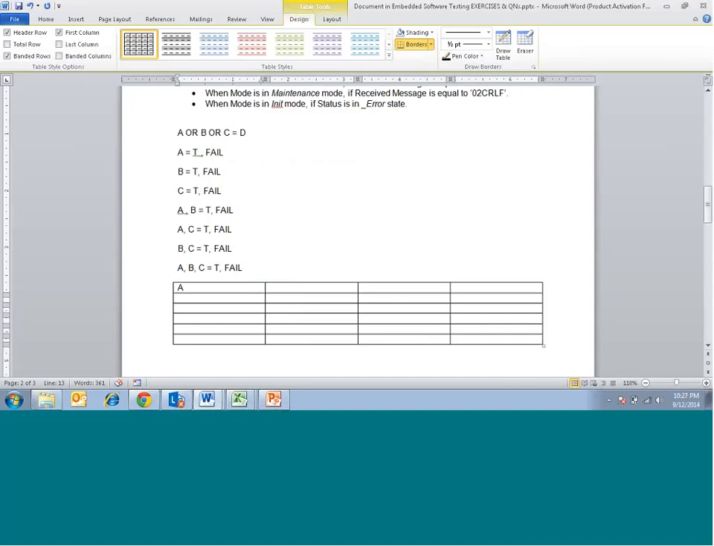So A, B, C and the output is what we are trying to set for different values. We know that combinations of A, B, C, we'll try to set 1, 0, 0. Output will be fail. Similarly 0, 1, 0, output will be fail. This will become 0, this will become 0, C will become 1. Next condition 0, 1, 1.